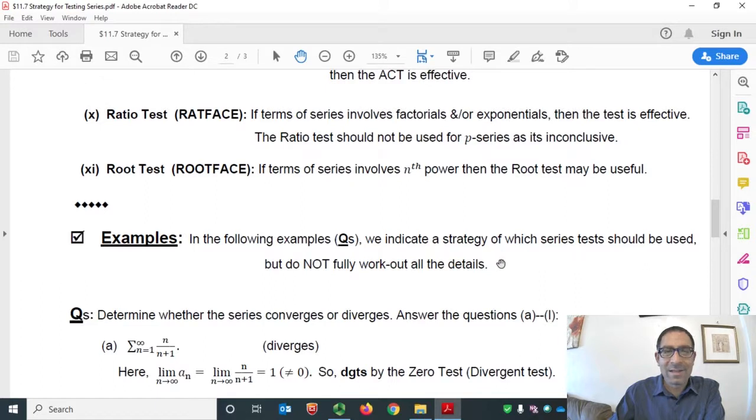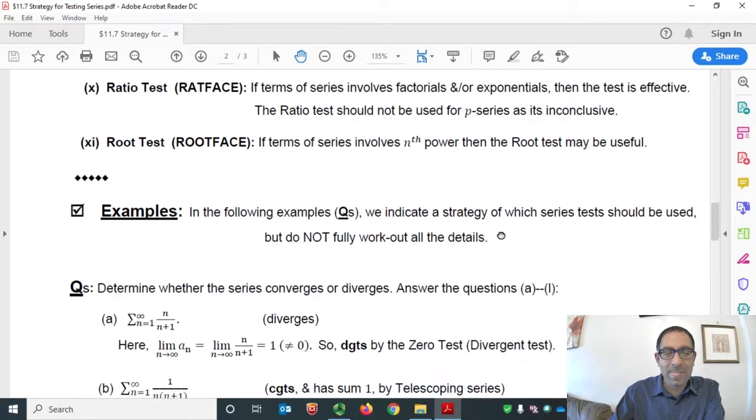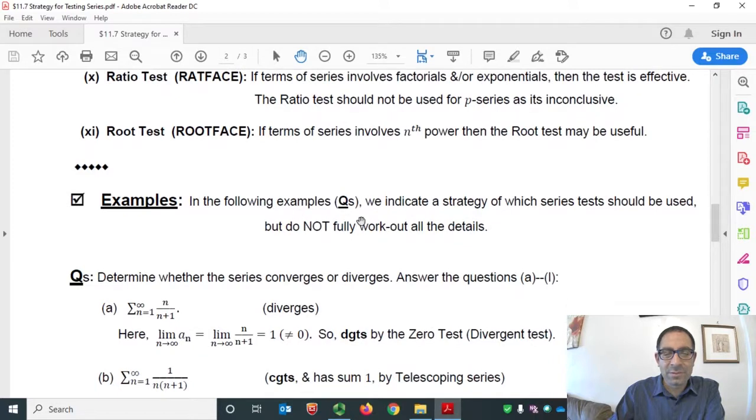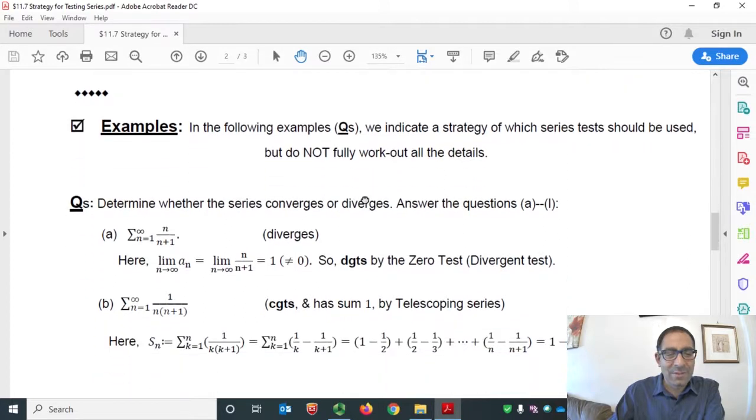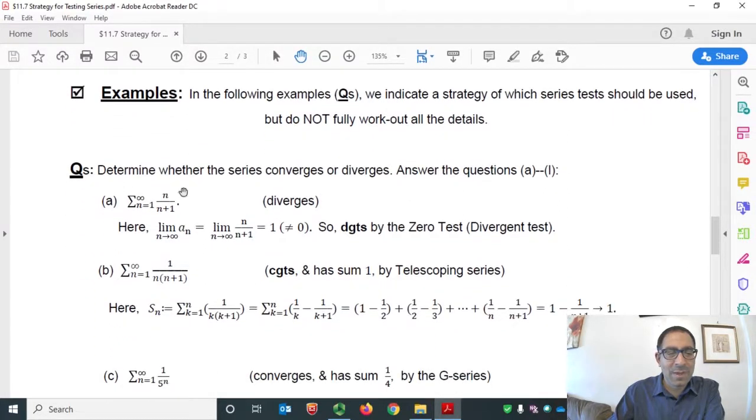Now with this idea, let's do some examples. In the following example questions, we indicate a strategy of which series test should be used, but do not fully work out all the details. So, in the following questions, determine whether the series converges or diverges. Answer the questions from A through L.